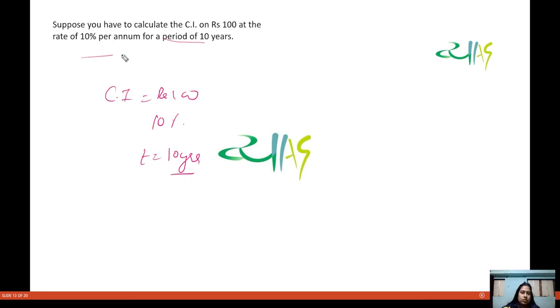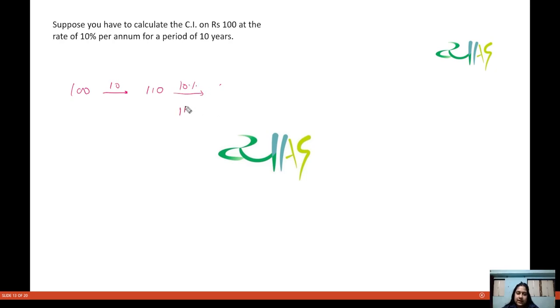So what we are going to do here, it is saying suppose we have to calculate compound interest at 10% per annum for 10 years. Okay, so how will you calculate this? From 100, 10% you will go to 110. From here, 10% of this is 11, so just add 11 here. This will become 121. Now 10% of this is 12.1. Okay, so this becomes 133.1.